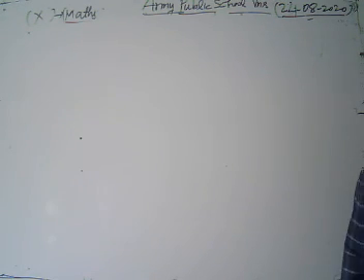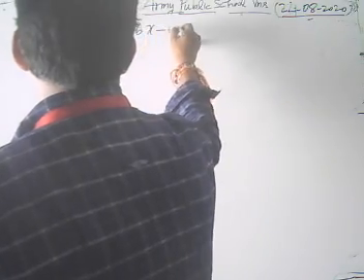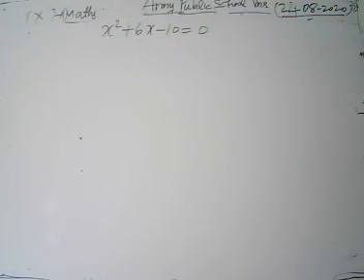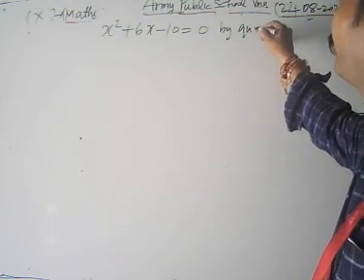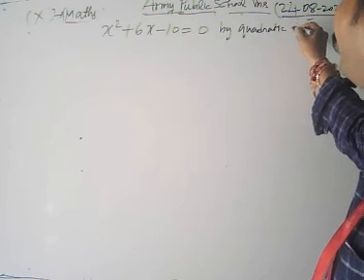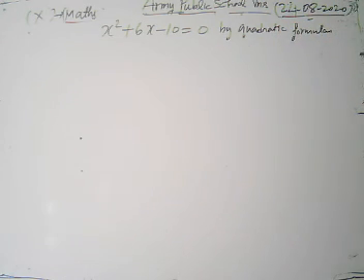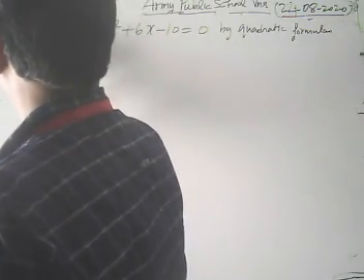In our next question, we have to solve the quadratic equation x square plus 6x minus 10 equal to 0 by the quadratic formula. And here the solution is given by, we have to find it in 3 cases.